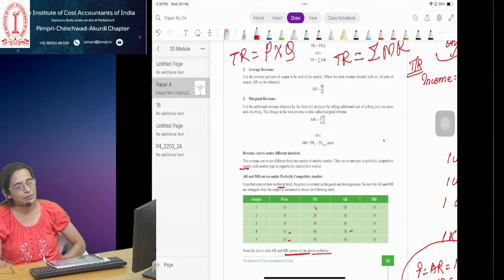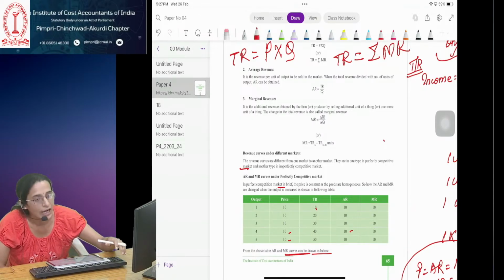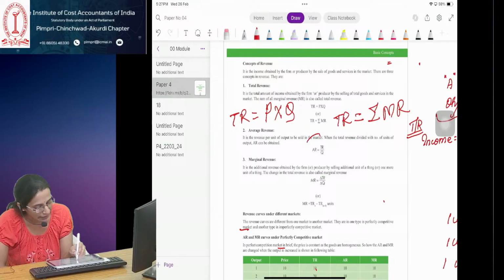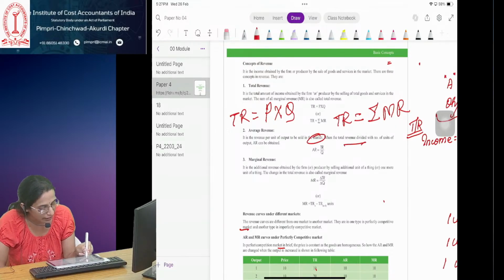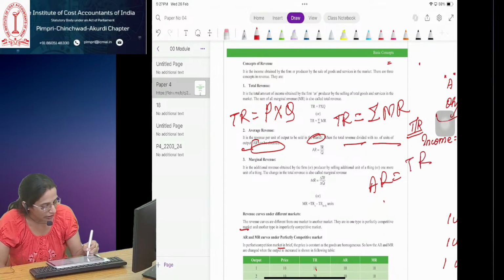Average revenue. Now Piyush, you tell me average revenue. We saw what is average cost. Same here for average revenue. What will it be? Total revenue divided by quantity sold, right? It is the revenue per unit of output sold in the market. When the total revenue is divided by the number of units of output, average revenue can be obtained. So average revenue is equal to total revenue divided by the number of units of output.